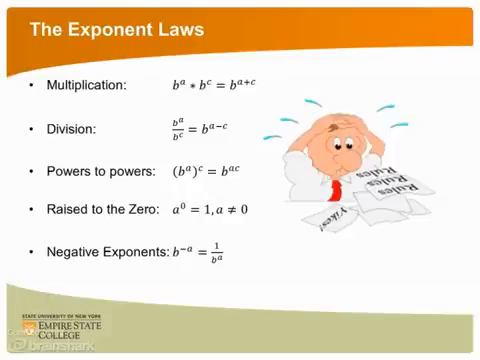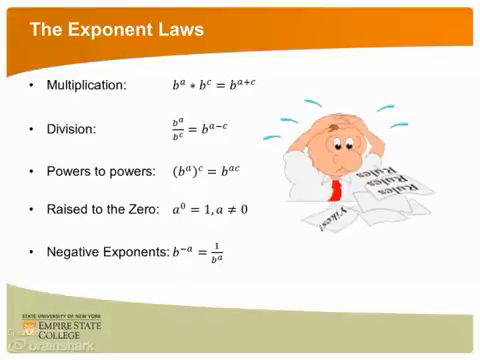We will explain exactly why this happens shortly. Dividing powers with the same base means we will subtract the exponents. When raising a power to a power, multiply the exponents. Any non-zero number or variable raised to the 0 power always equals 1.